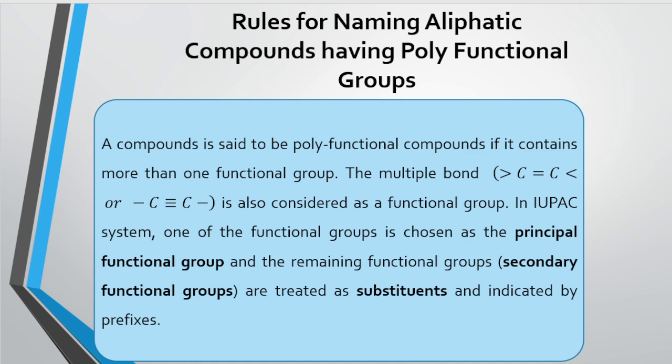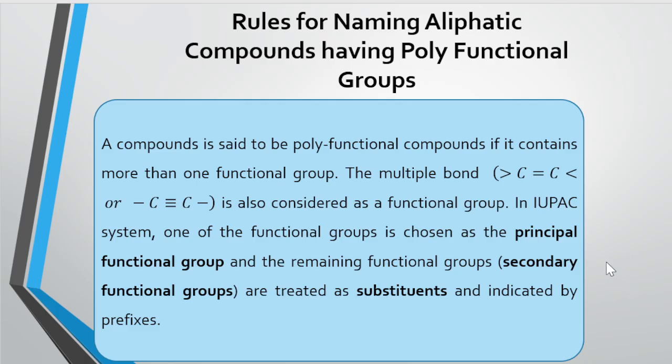Rules for naming the aliphatic compounds having polyfunctional groups. A compound is said to be polyfunctional if it contains more than one functional group, right? The double bond or triple bond is also considered as a functional group. In the IUPAC system, one of the functional groups is chosen as the principal functional group. The remaining functional groups we write as secondary functional groups, as substituents, right?